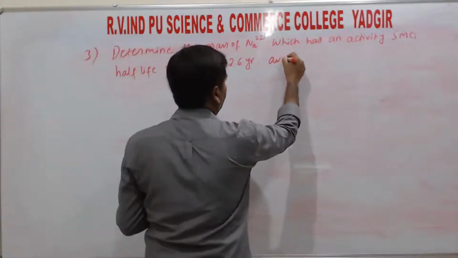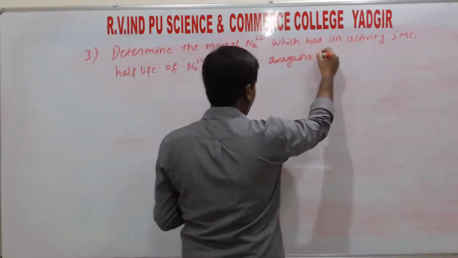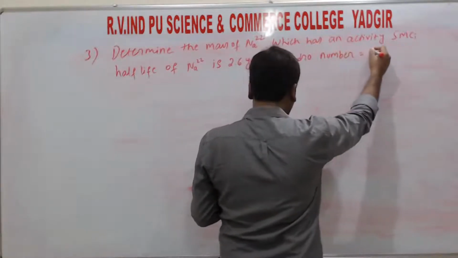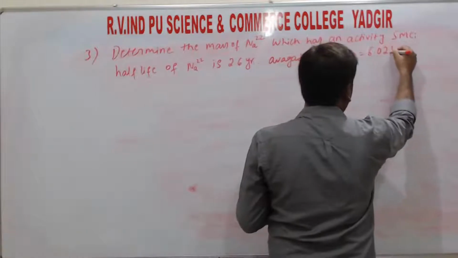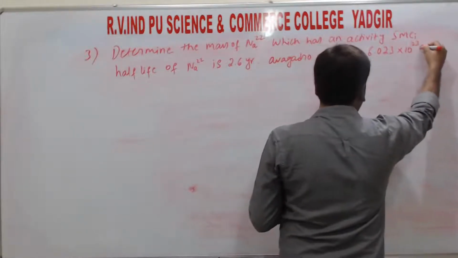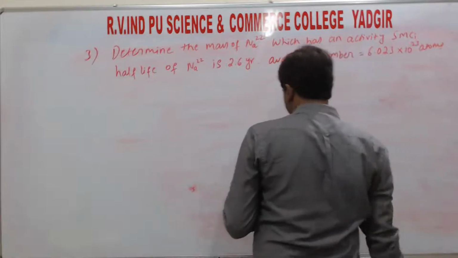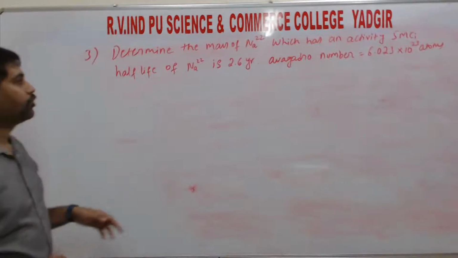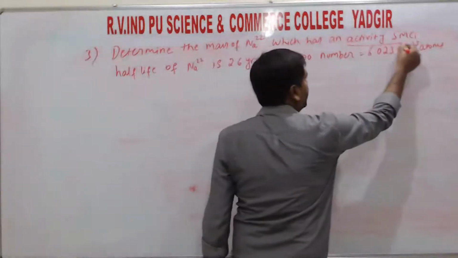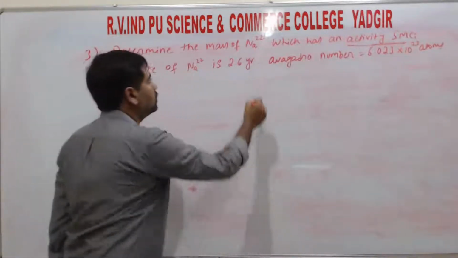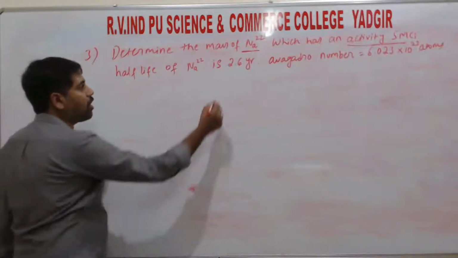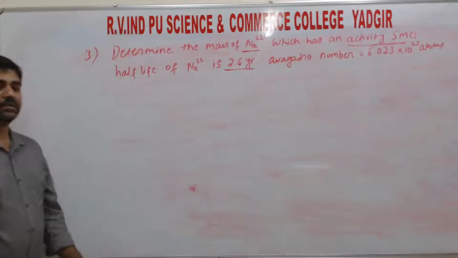So the given Avogadro number is equal to 6.023 into 10 to the power of 23 atoms or nuclei. So here we need to find the mass, given the activity, right? So activity they gave, and we need to find the mass. So for which mass is the activity 5 millicurie, with the given half-life of 2.6 years, right?